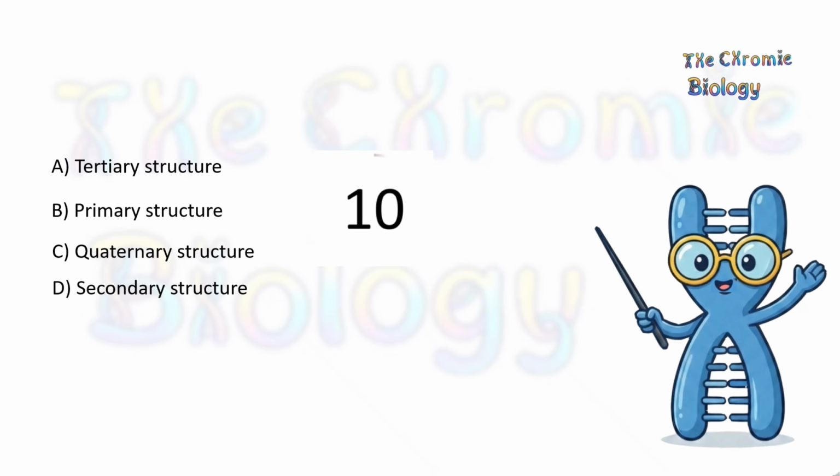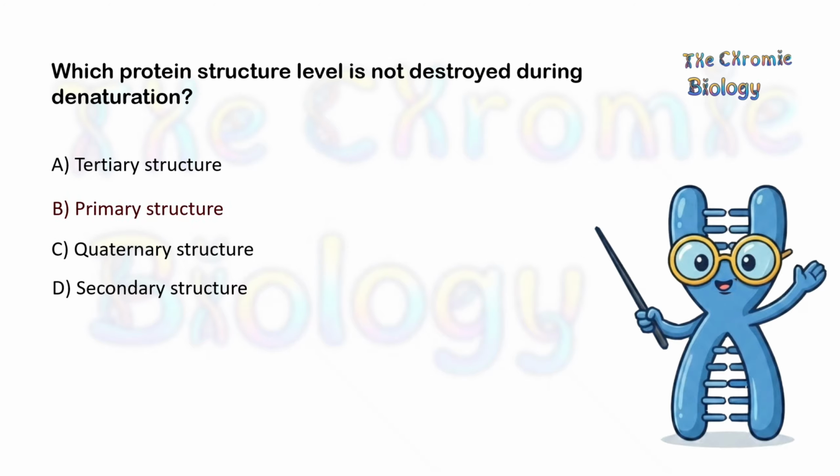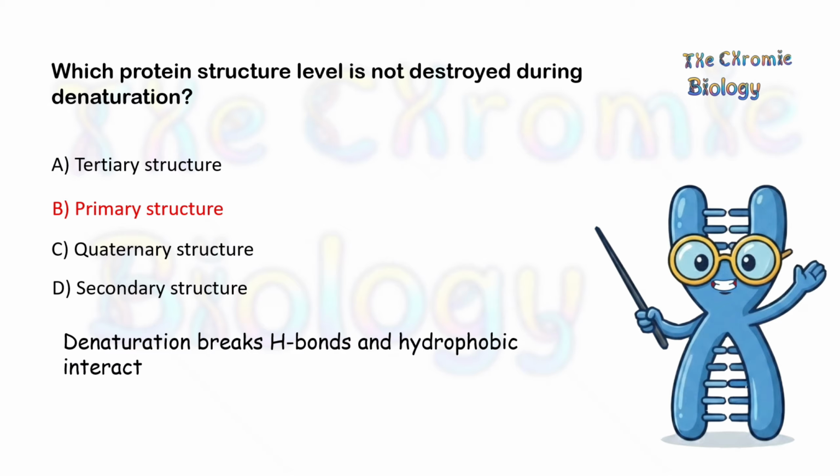Next, which protein structure level is not destroyed during denaturation? Here is your countdown. The answer is primary structure, because denaturation breaks hydrogen bonds and hydrophobic interactions but leaves covalent peptide bond interactions.